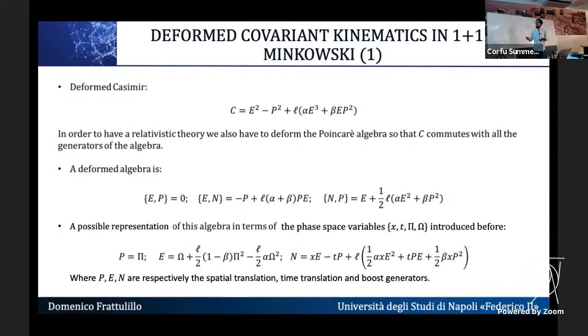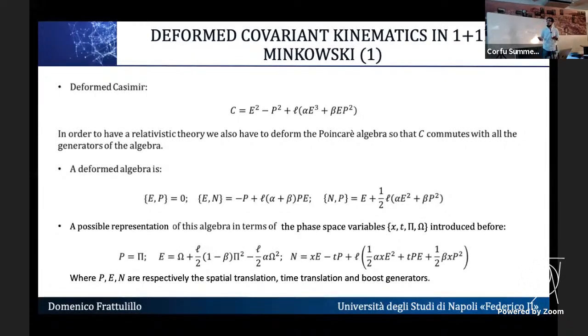Starting from the Poincare Casimir E squared minus p squared, we can add terms that are cubic in the energy and proportional to the Planck length. And as we have said before, we will only consider linear deformation in this new deformation parameter. Now, if we consider the standard Lorentz transformation, this Casimir will not commute with all the Poincare generators, and so we will not have a relativistic theory.